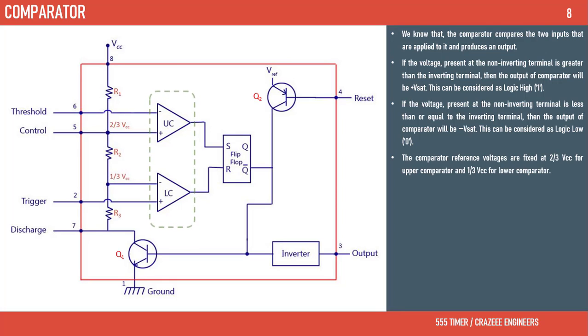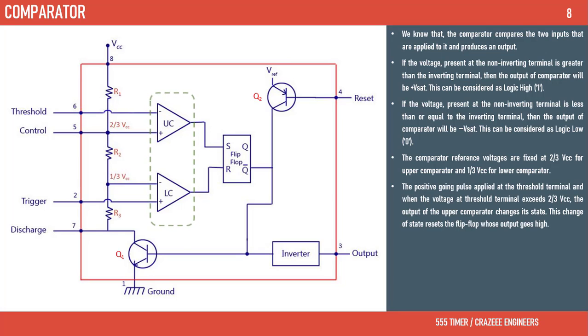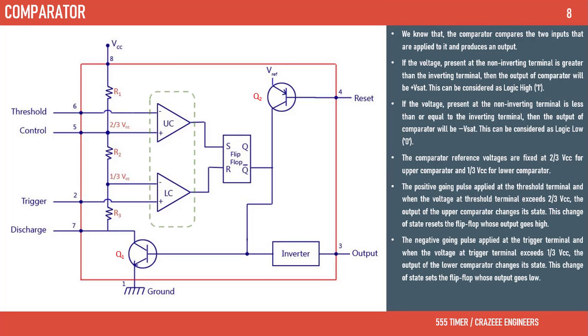The comparator reference voltages are fixed at 2/3 VCC for the upper comparator and 1/3 VCC for the lower comparator. A positive going pulse is applied at the threshold terminal, and when the voltage at the threshold terminal exceeds 2/3 VCC, the output of the upper comparator changes its state. This change of state resets the flip-flop, whose output goes high. A negative going pulse is applied at the trigger terminal, and when the voltage at the trigger terminal drops below 1/3 VCC, the output of the lower comparator changes its state. This change of state sets the flip-flop, whose output goes low.